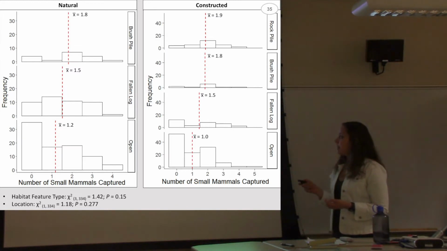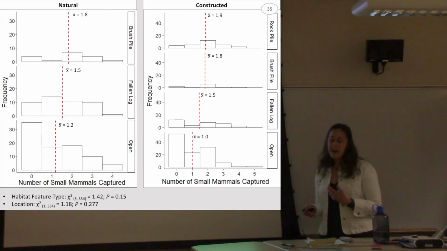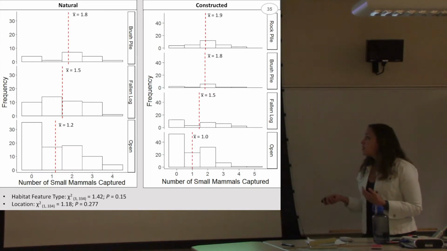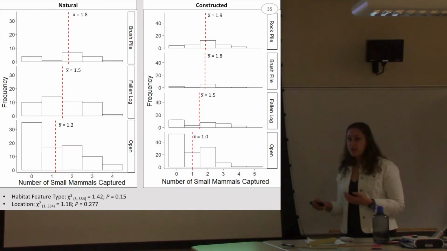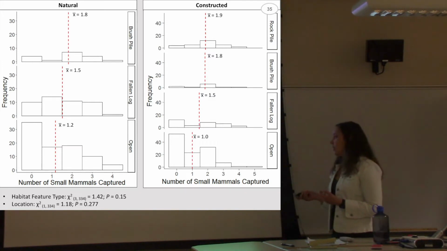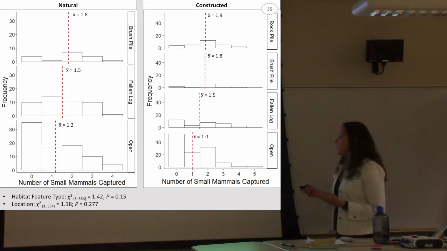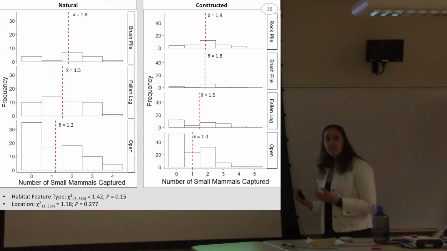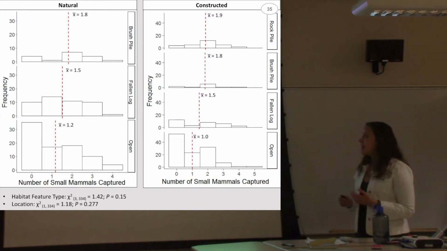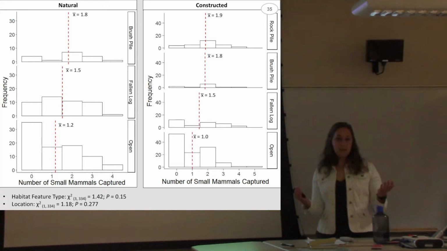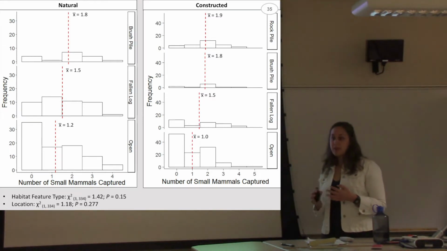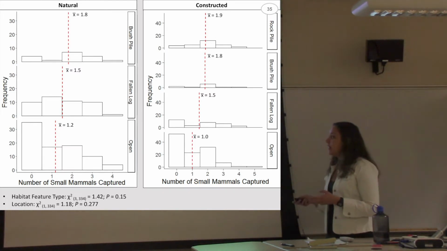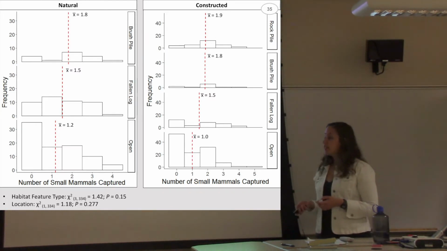Small mammals are not more likely to be captured in brush piles than fallen logs or rock piles. And there was no difference between naturally versus constructed habitat features. But what was interesting is that in these open sites, there was a really high frequency of no captures. So this led me to think, what if I combine the presence of a habitat feature, so fallen logs, rock piles, brush piles, into one category, and compare that to these open features.